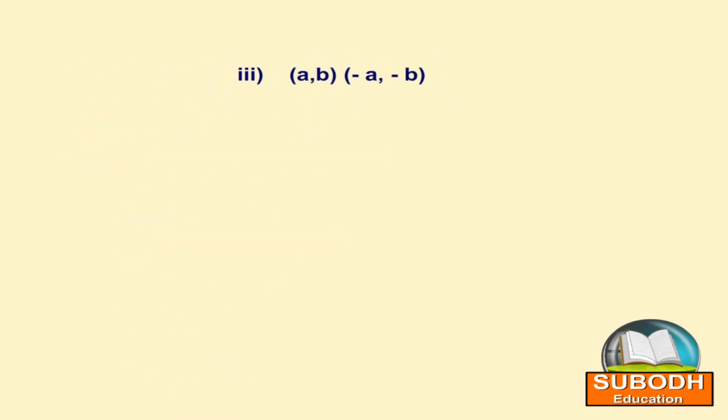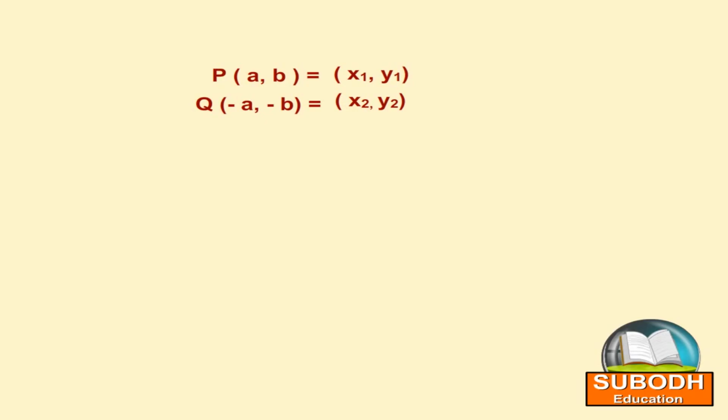Third example: (a, b) and (−a, −b). Point P (a, b) = (x1, y1). Point Q (−a, −b) = (x2, y2). Distance PQ = root of (x2 − x1)² + (y2 − y1)².